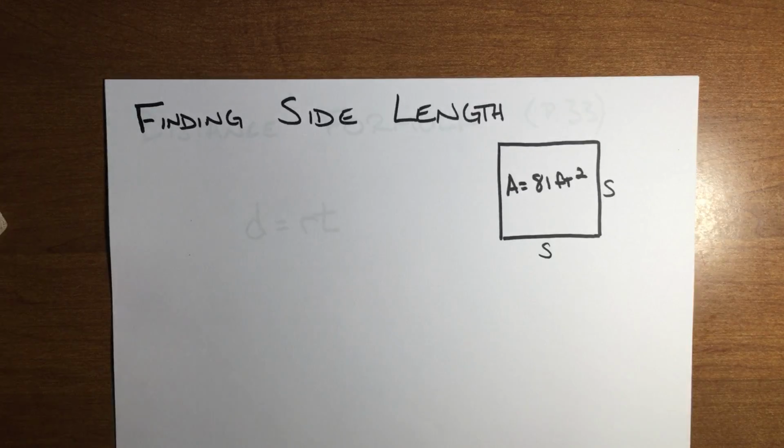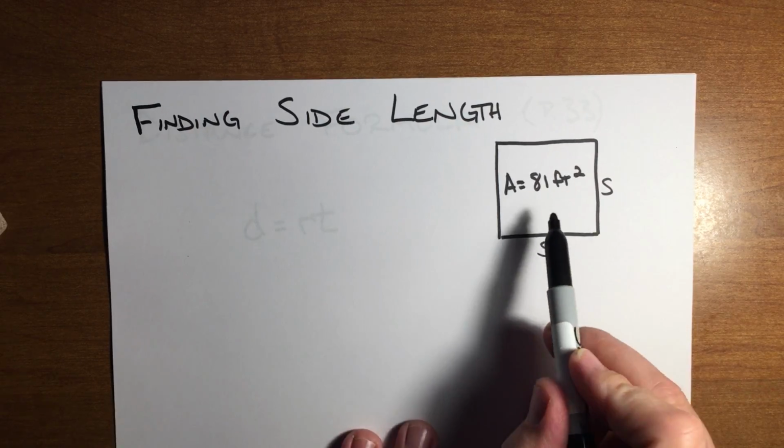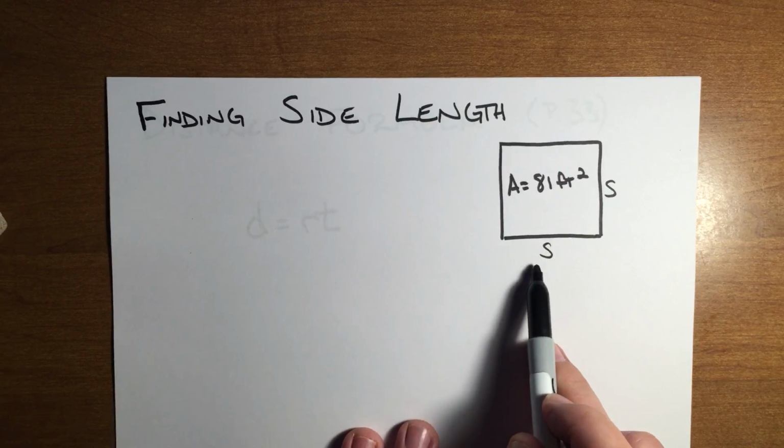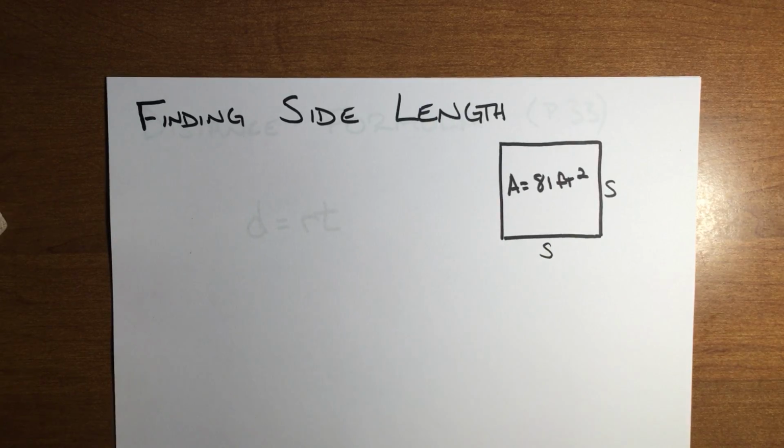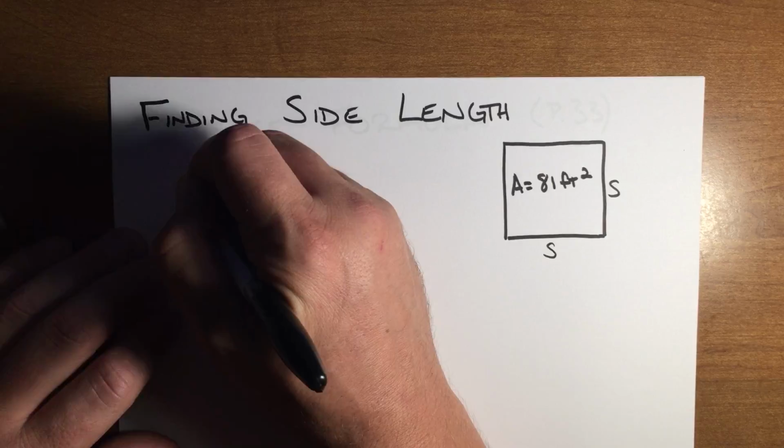Now on the top of page 33, you'll see another problem that's the one that you see here recreated, which is finding the side length. If I was given a square like this and I was told that the area was 81 square feet, but this time I don't know what the side length is, can I still figure this out? Well, yes, I can. I can still do that.